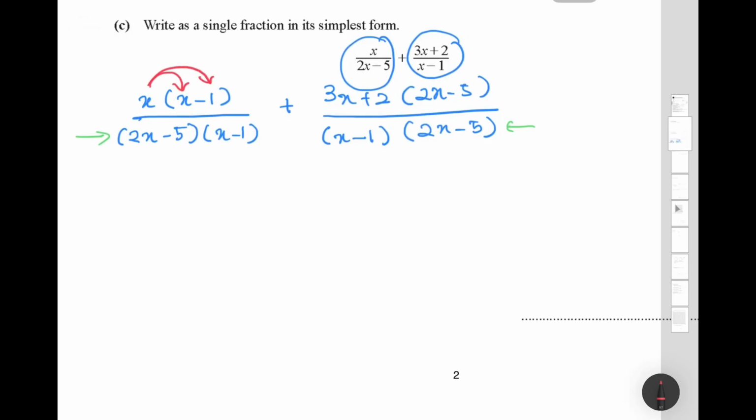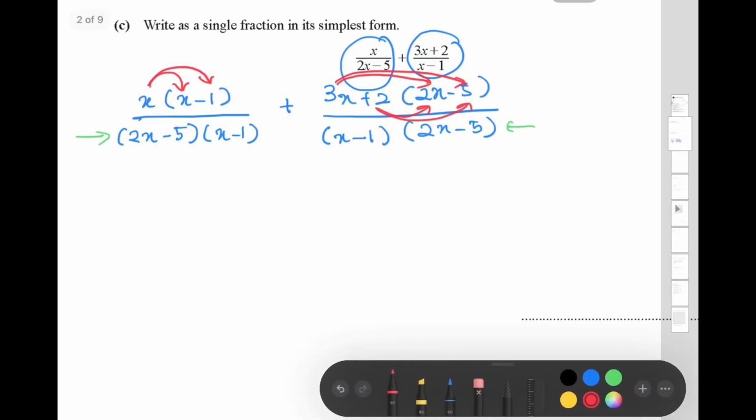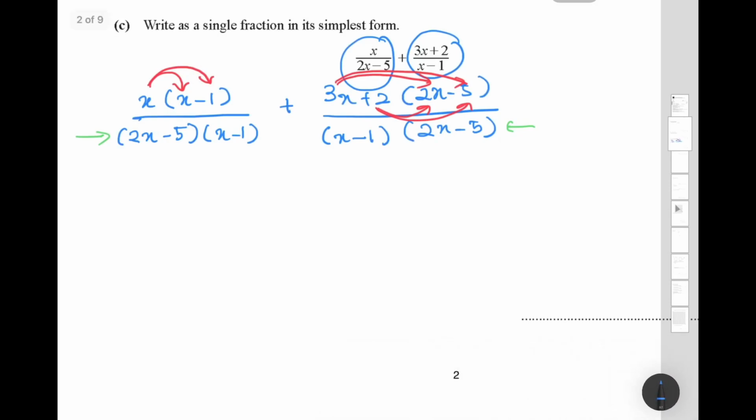I'm always drawing this arrow just to tell myself what to do. It helps because sometimes when I expand things, I only do it for one part of the brackets and I tend to leave the other.